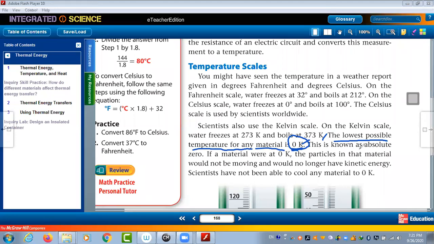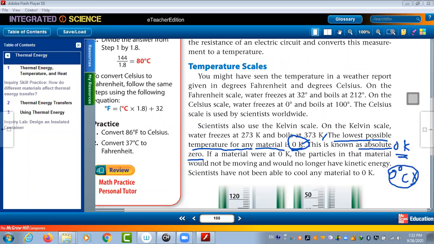This one is known as absolute zero. What is the value of absolute zero? Absolute zero equals 0 Kelvin. If I said 0 Celsius, it is wrong.